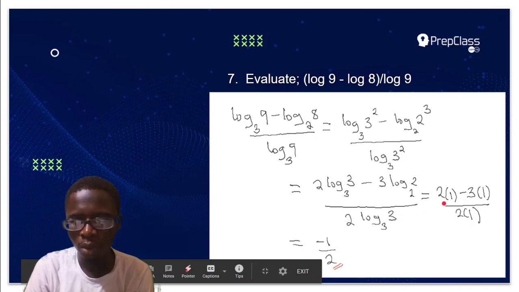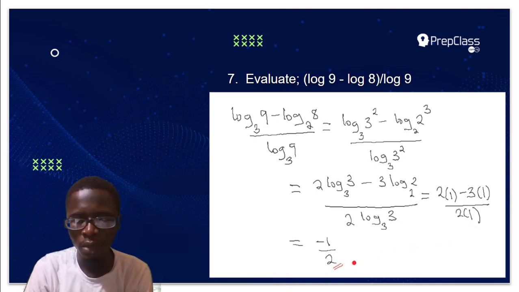So this is 2 times 1 minus 3 times 1, all over 2 times 1. So 2 minus 3 is going to give us minus 1, and then 2 times 1 is going to give us 2. So our final answer is minus 1 over 2.